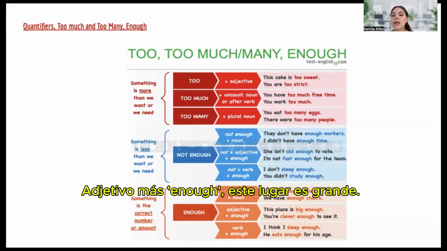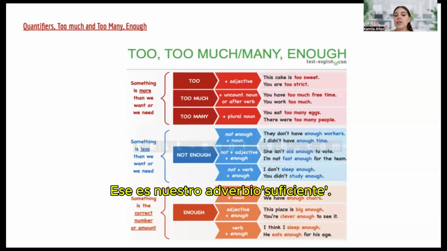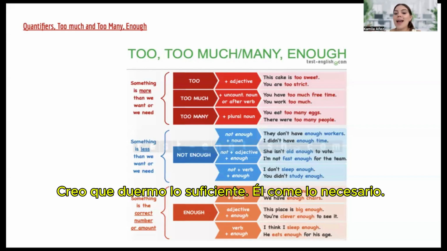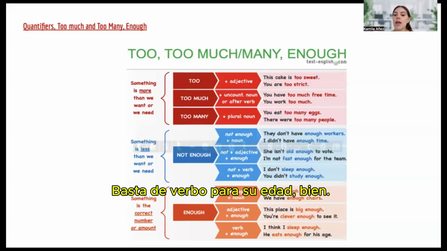Adjective plus enough. This place is big enough. Big is our adjective. You are clever enough to see it. Verb plus enough. I think I sleep enough. Sleep, verb, enough. He eats, verb, enough for his age.